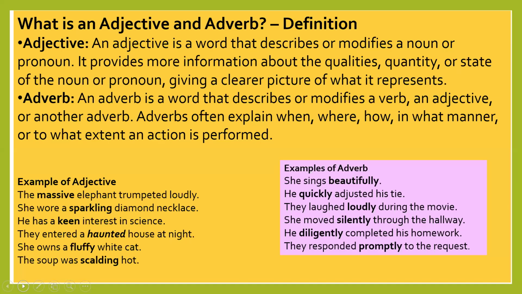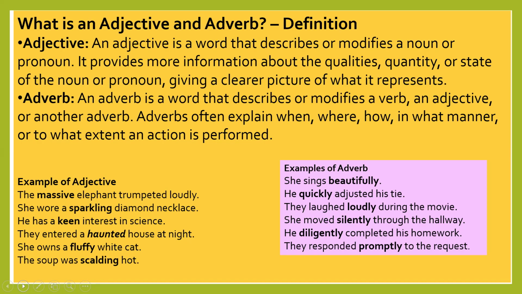What is an adjective and an adverb? An adjective is a word that describes or modifies a noun or pronoun. It gives more information about the qualities and quantities of the noun or pronoun, giving a clearer, more meaningful picture of what it represents. An adverb is a word that describes or modifies a verb, an adjective, or another adverb. Adverbs often explain when, where, how, in what manner, or to what extent an action is performed. I have made a video on adverbs. Kindly watch that. You will understand it very nicely.